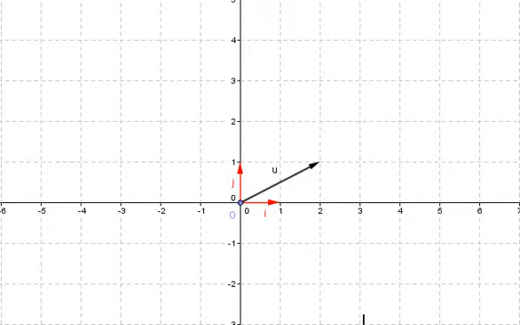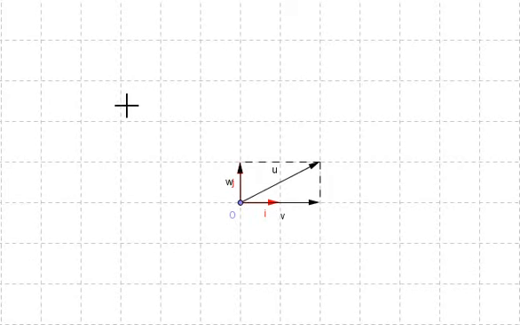For example, this here, u, is twice the amount of i. So this is this vector plus 1 amount of j, plus this vector. So here's an example. So u in this case is 2 times i plus 1 times j.